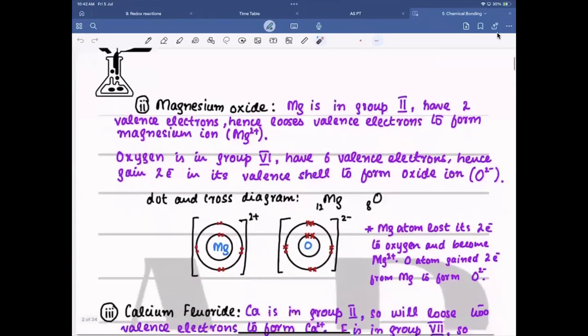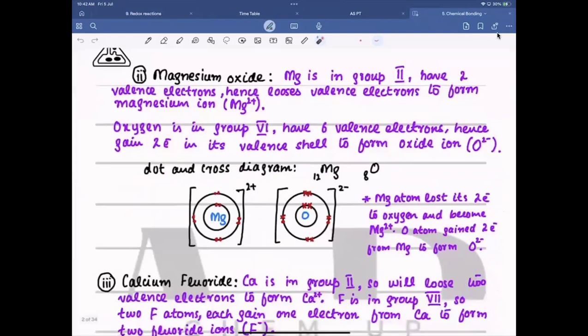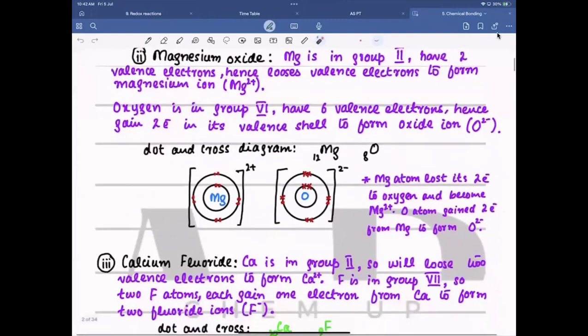Okay. Now we have calcium fluoride. Now there is a little difference over here because the values of the positive and negative charge are not the same, because calcium is in group 2. So it loses 2 electrons to form a calcium ion with a 2 positive charge, right? Yes, sir.